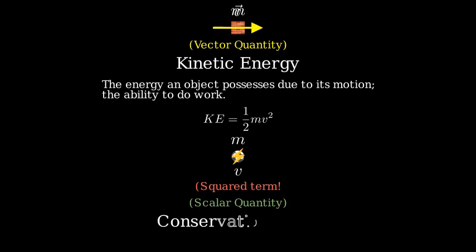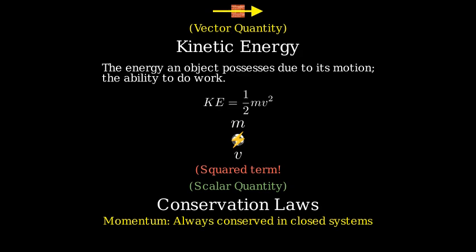A key difference lies in how these quantities are conserved. Momentum is always conserved in a closed system, meaning a system where no external forces are acting. The total momentum before a collision or interaction equals the total momentum after.